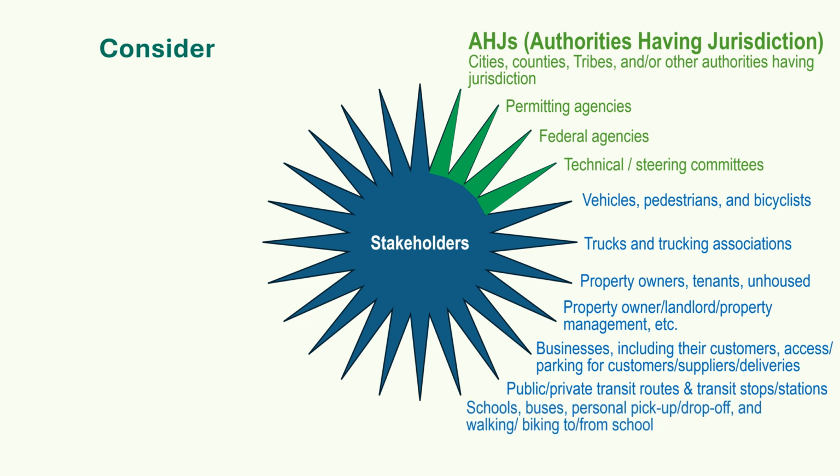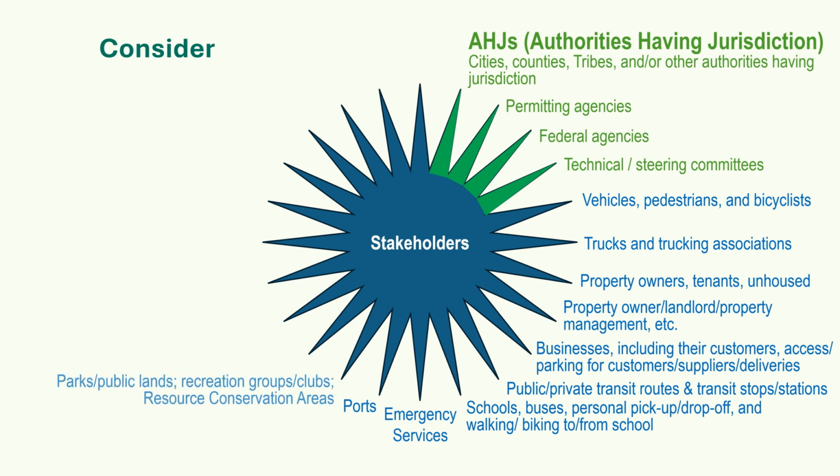Schools, including buses, personal pickup and drop-off areas, and biking to and from school. Emergency services: police, large fire trucks, EMTs, Washington State Patrol, etc. Ports, airports, ferries, marine, cargo, etc. Parks and public lands. Recreation groups and clubs. Example: bike clubs and resource conservation areas. Neighborhood and community groups. Utilities, public and private. Don't forget to include WSDOT's own utilities, such as lighting, signals, ITS, fiber, and drainage.